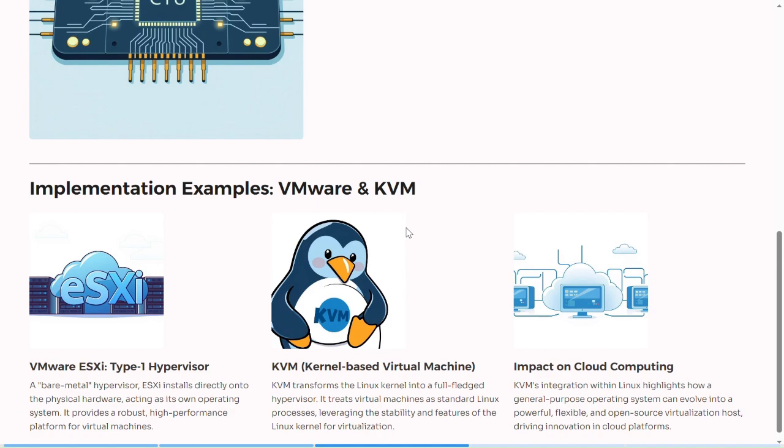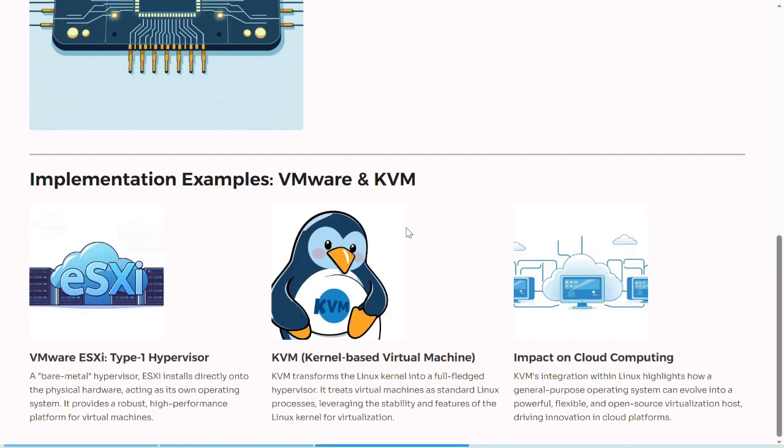As you see in industry, VMware, the specialist, is a type 1 bare metal hypervisor. It does not sit on top of Windows or Linux. It is the OS, because its purpose is solely to build and run VMs. It's incredibly lean and stable. This is the gold standard for big enterprise data centers.